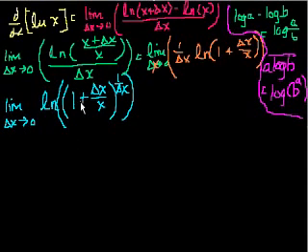If you've watched the compound interest problems and you know the definition of e, I think this will start to look familiar. But let me make a substitution that might clean things up a little bit. Let me call it u is equal to delta x over x.